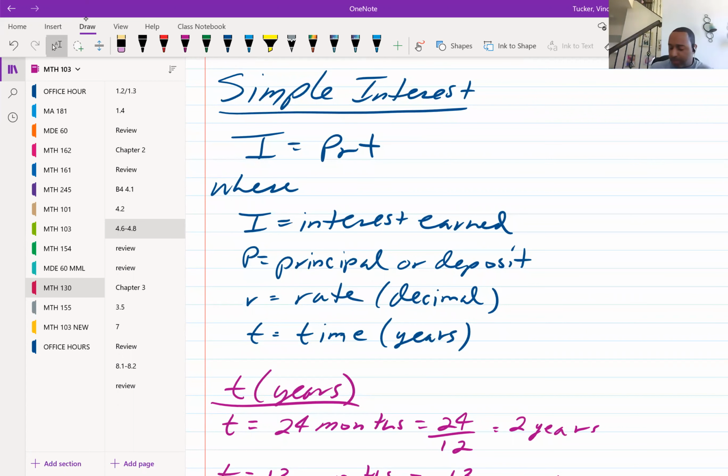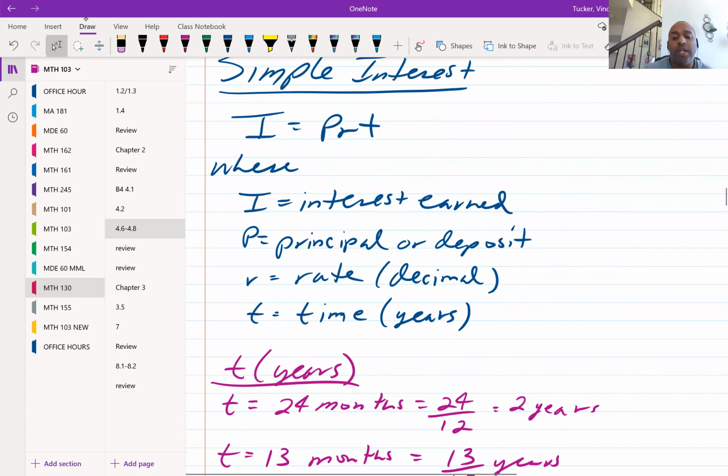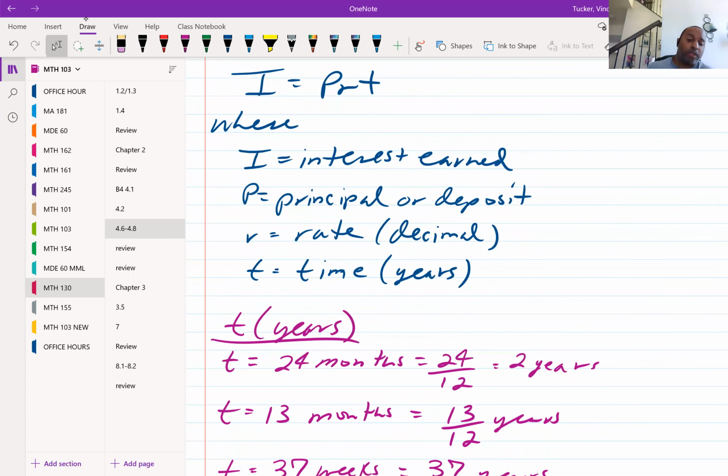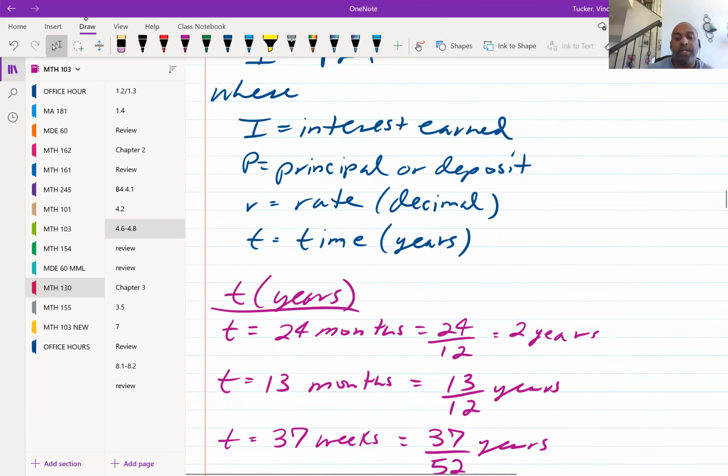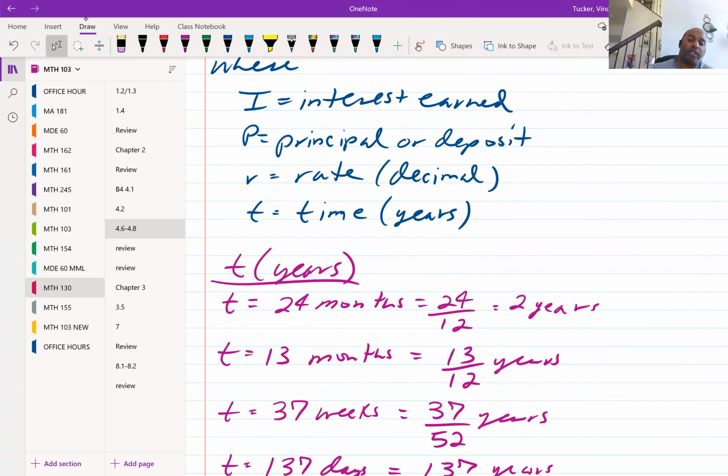All right, so you see that our time is in years. You're going to have to convert your measurement to years if it's not in years before you do your calculation. So if we had 24 months, we know that's 2 years. The way we calculate that is we divide it by 12 because there are 12 months in a year. That will give us 2 years. You keep that same thought process whether it's divisible by 12 or not. So if I had 13 months, I would write 13 over 12 for my years. If it was 37 weeks, I would put 37 over 52 because there are 52 weeks in a year.